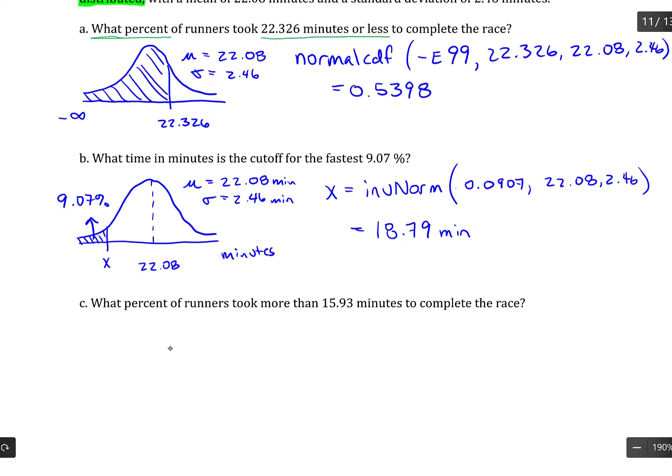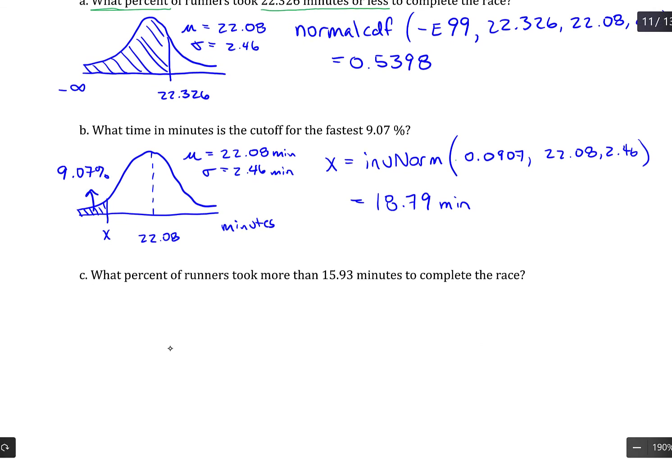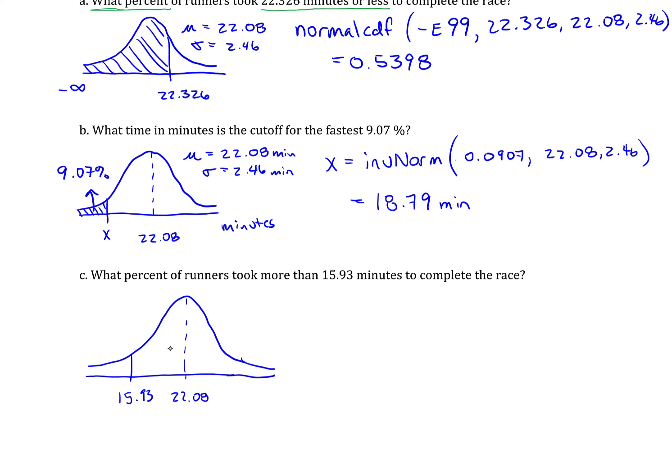What percent of runners took more than 15.93 minutes to complete the race? So let's take a look. The mean here is 22.08. The given value here is 15.93 minutes. So of course that goes labeled on the x-axis because it's in terms of minutes. More than that would be this area here.